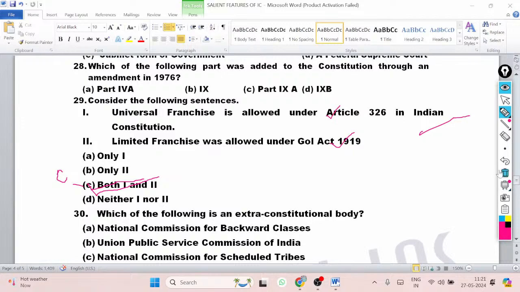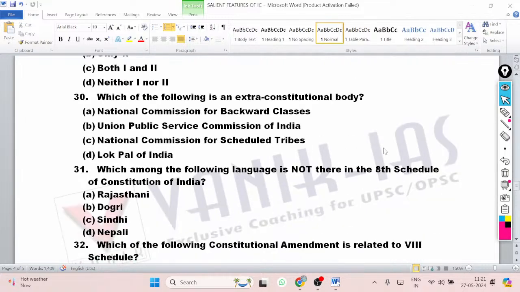Okay. Question number 30. Which of the following is an extra constitutional body? First of all, you have to get an idea about what extra constitutional bodies are. They are called extra constitutional because they are not mentioned in the constitution. They do not derive their strength and powers from the constitution. Rather, they are established under an act or even under the order of the executive. So, extra constitutional may be a statutory or executive body.